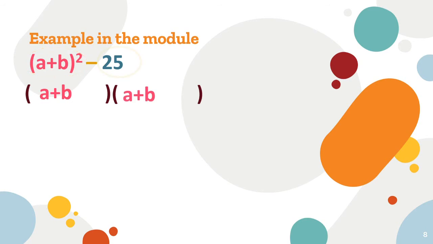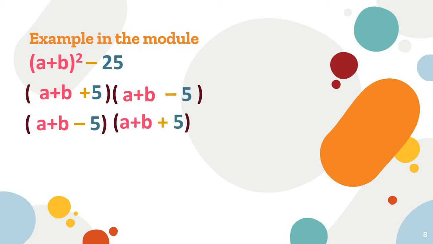Next, what is the square root of 25? The square root of 25 is 5, so we will write 5 for both quantities. And again, the difference symbol, so we will use plus and minus sign. So the factors for this example is the quantity a plus b plus 5 multiplied by the quantity a plus b minus 5, or they can be written again interchangeably. So that's it. We're done with the examples in difference of two squares that are indicated in your module.